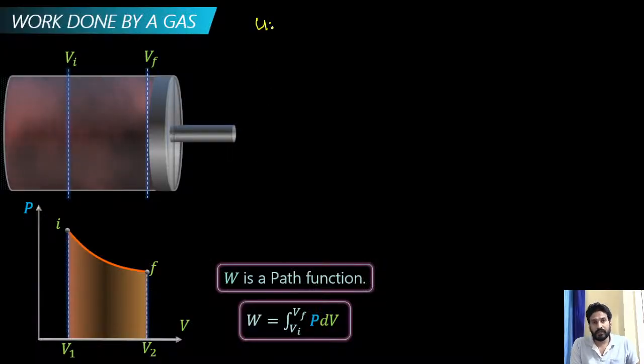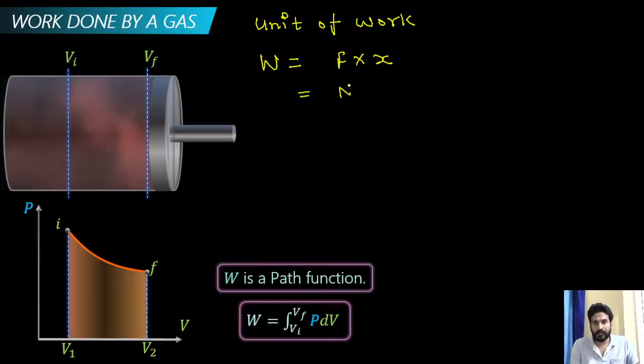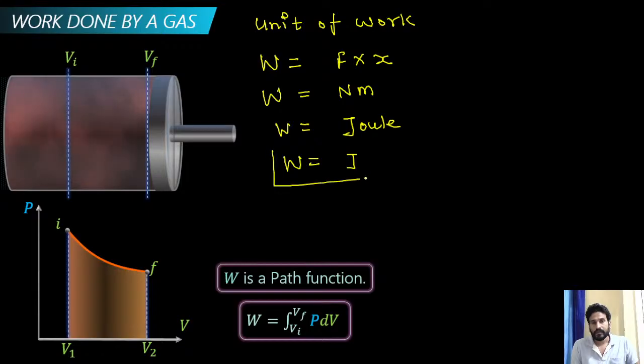If we talk about the unit of work, then what will be the unit? Work done is equal to force into displacement. Force unit is Newton, and displacement unit is meter. So work is equal to Newton meter, and this Newton meter is basically called joule, right? The symbol for the joule is J. So joule is the unit of work done.